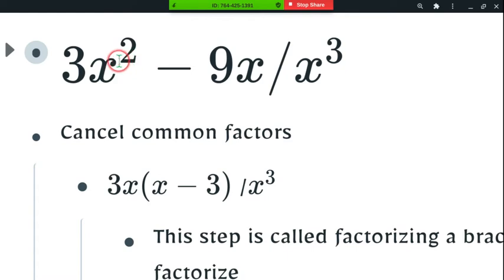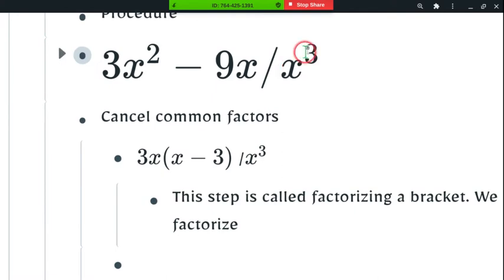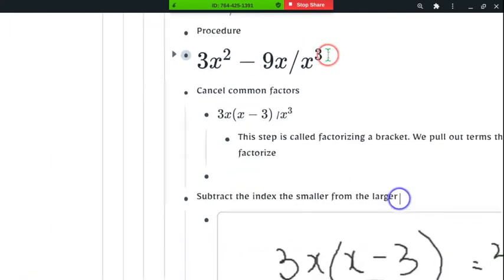Yes, sir. Right. So we subtract the smaller index, which is x squared, from the larger index, which is x to the third. Does that make sense? Yes, sir. So in a sense, we got x to the third minus 2. And what would that give you, Khalil?